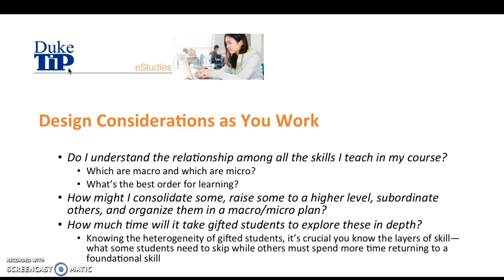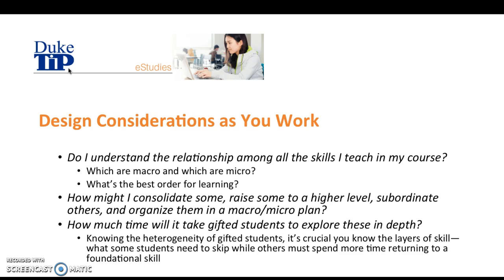Do I understand the relationship among all the skills I want to teach in my course? What are the macro ones? What are the micro ones? What's the best order for learning them? Do I need to consolidate some of them? Am I being redundant in some places? Do I need to raise some to a higher level, subordinate others? What's my macro-micro plan? That definitely takes some thinking. That's not something that just pops out of your head.